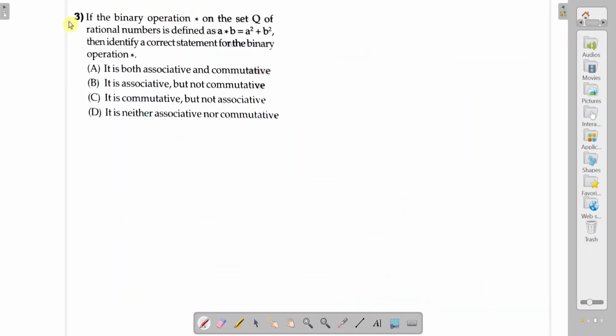Now let us look at problem 3. If the binary operation star on the set Q of rational numbers is defined as a star b equal to a square plus b square.